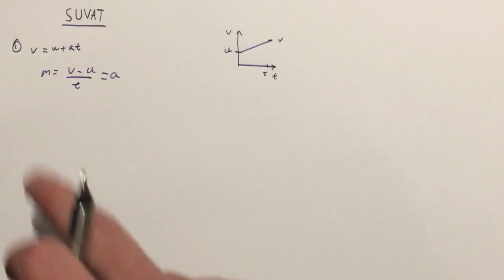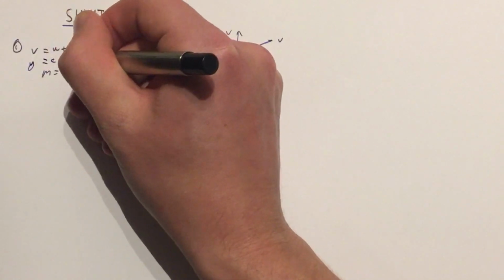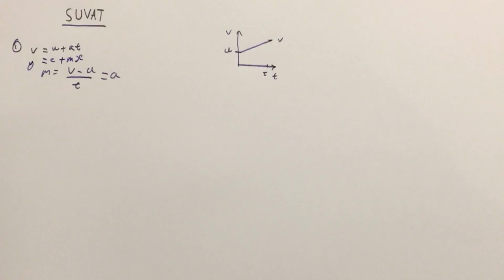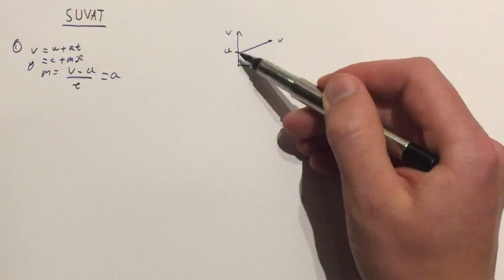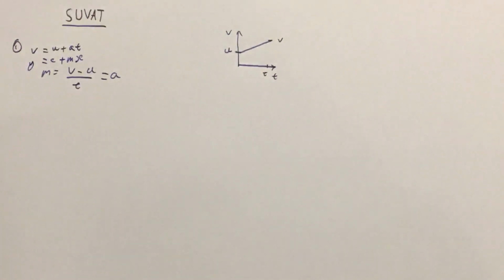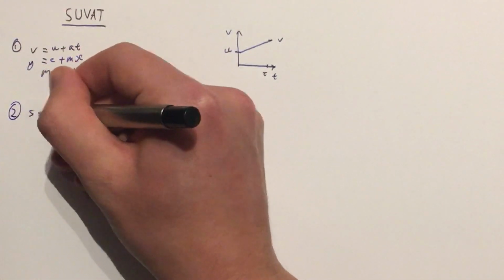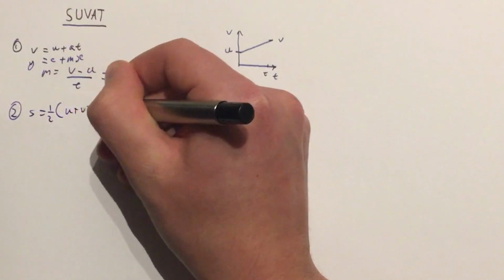Now you can see that this follows the same form as y equals c plus mx. And that's quite easy to see from the graph, as m or a is your gradient and c is your y-intercept, which is u. Moving on to equation number 2, we have s equals a half u plus v times by t.